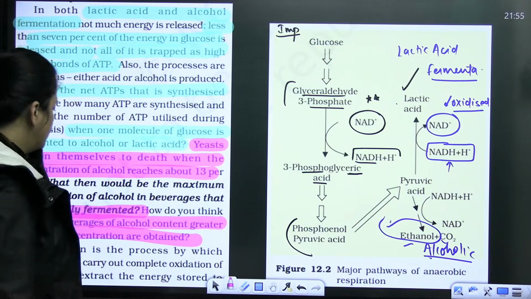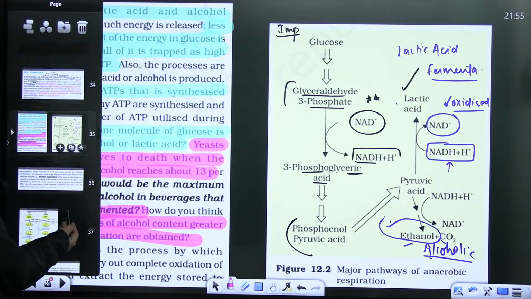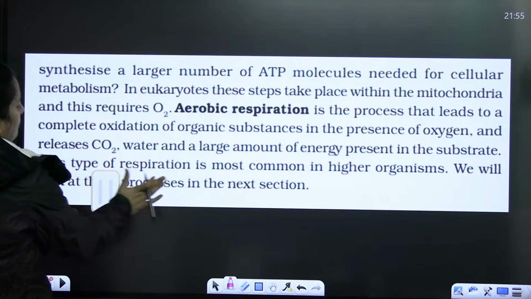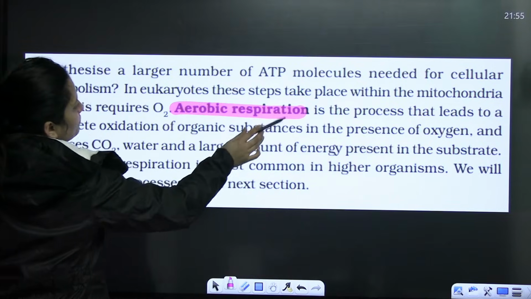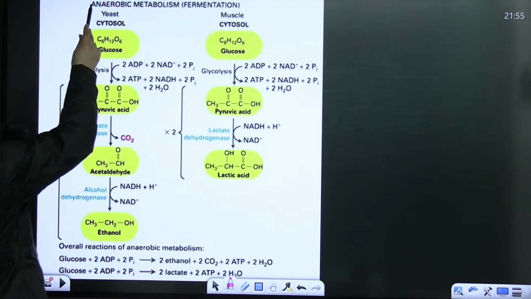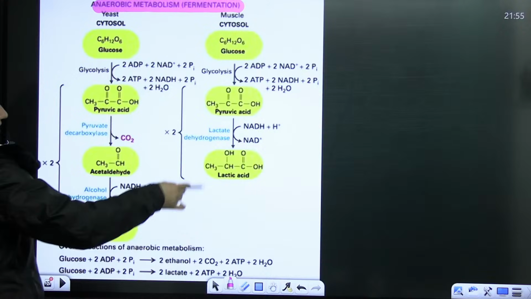Sure? Chaliye, so the next part. For complete oxidation of glucose, we know that mitochondria and aerobic respiration will occur. So that's what we are going to talk about. This is the table for the anaerobic metabolism, fermentation. You can see the reactions here.